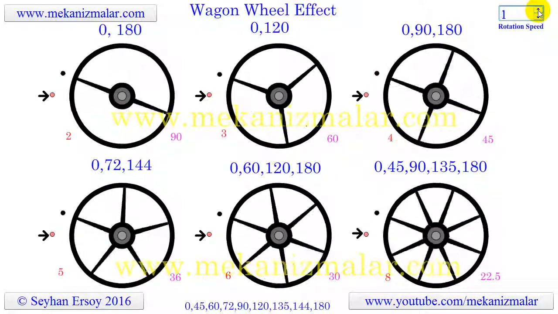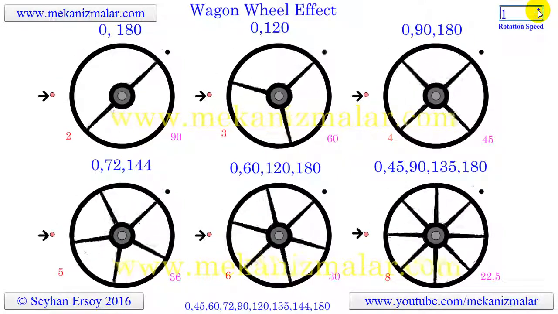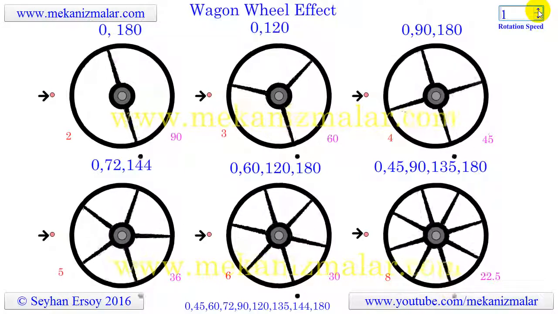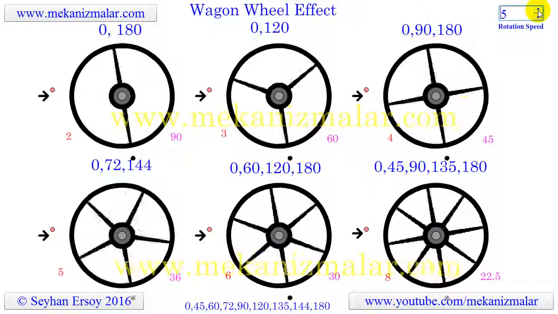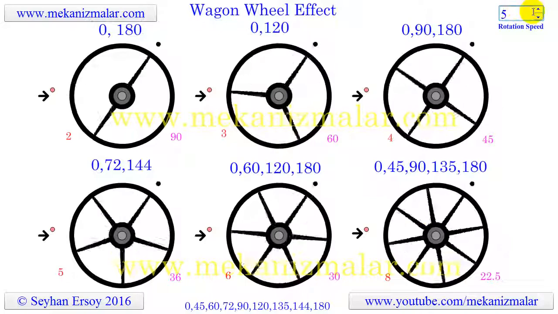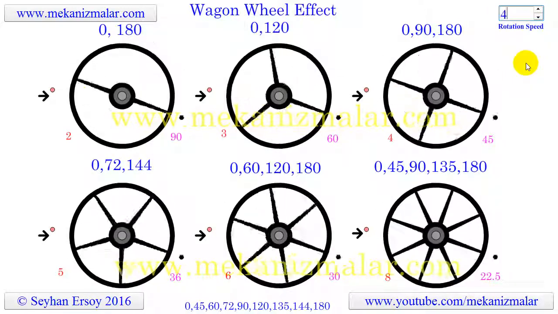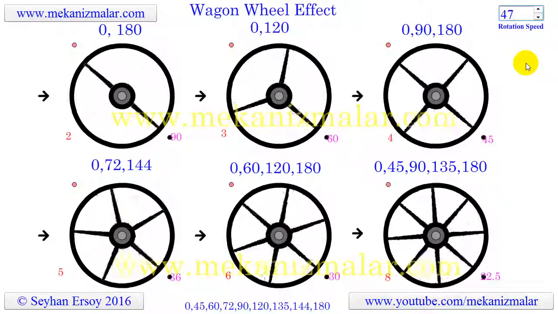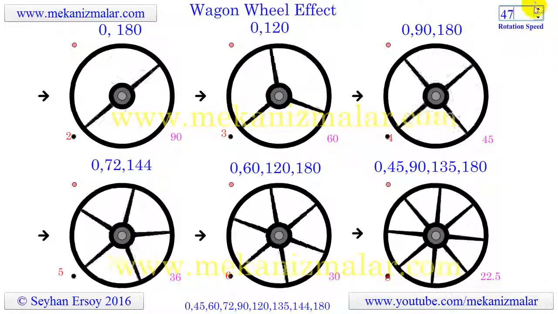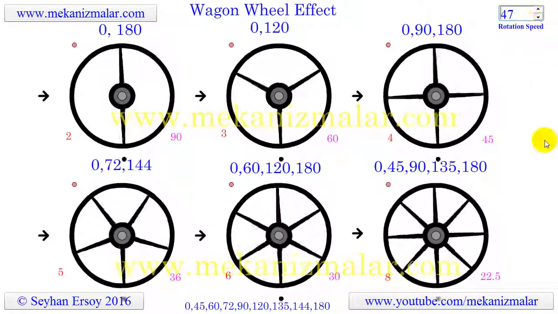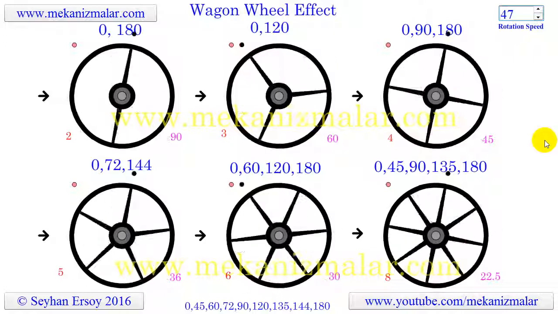The wagon wheel effect is an annoying effect we see in Western movies, when stagecoach wheels rotate in a way that is against human intuition. We expect that the wheel should be turning forward, however in a moment we see that they are rotating in the opposite direction. In another moment we see the wheel is standing still or rotating forward much slower than we anticipated.